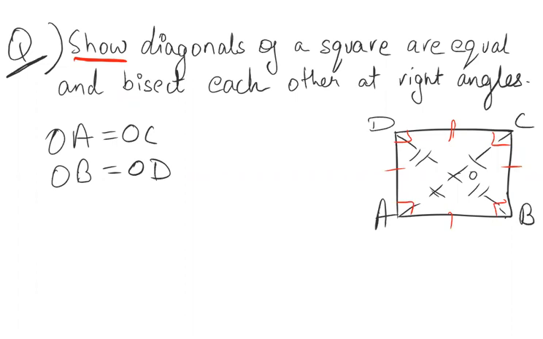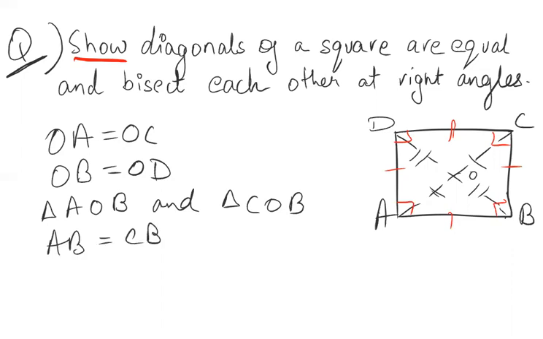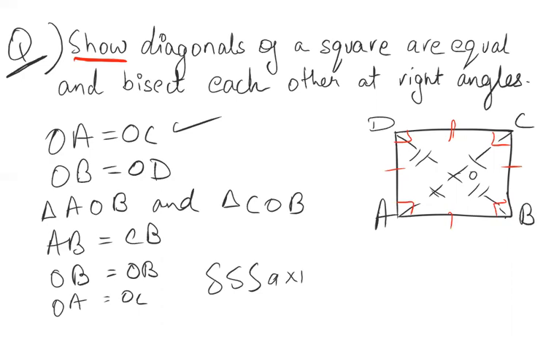And now let's look at triangle AOB and triangle COB. So AB is equal to CB because it's a square. OB is common, and OA is equal to OC as we just saw over here. And by the SSS axiom, these two triangles are congruent. To put in perspective, I'm talking about this angle number 1 and number 2, these two angles.